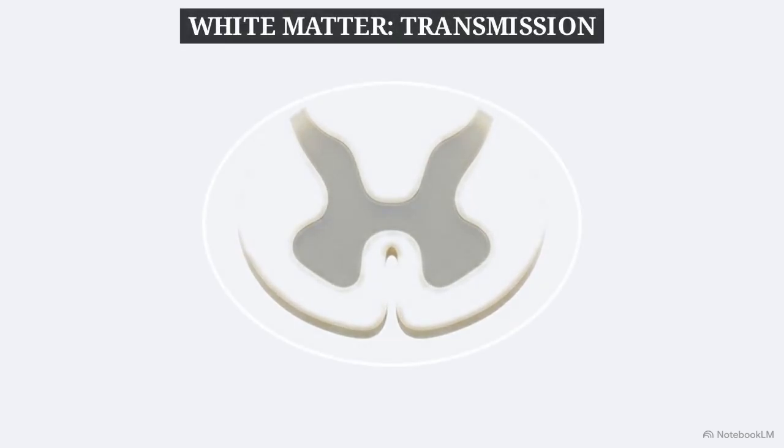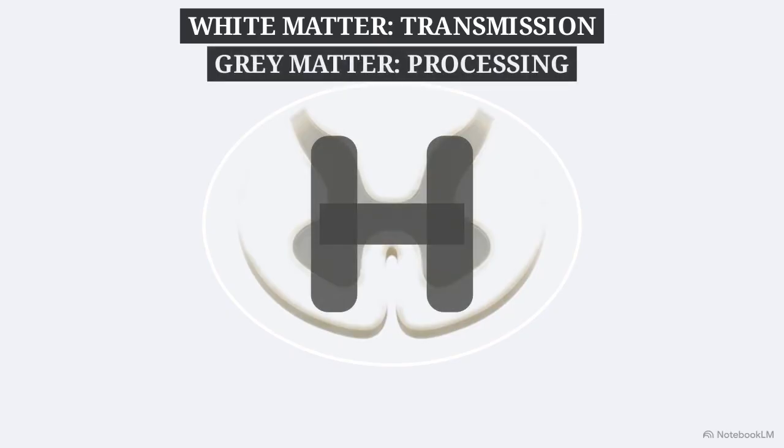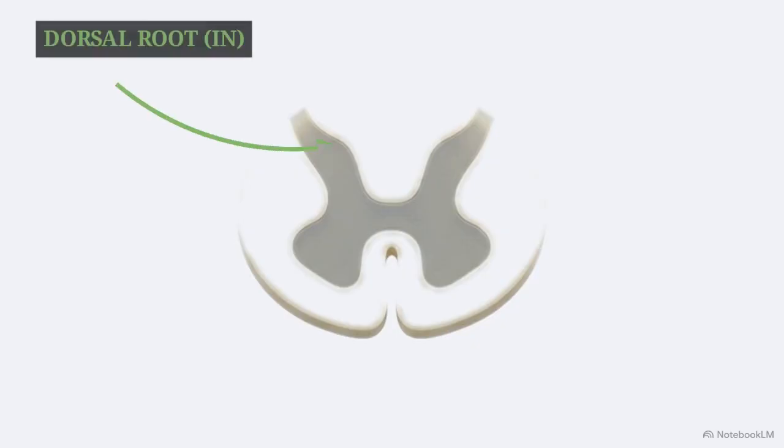The outer layer is the white matter, packed with those myelinated axons for rapid communication. The darker H shape in the center is the gray matter, which is where the actual processing takes place. Notice the strict routing of the spinal nerves connecting here.